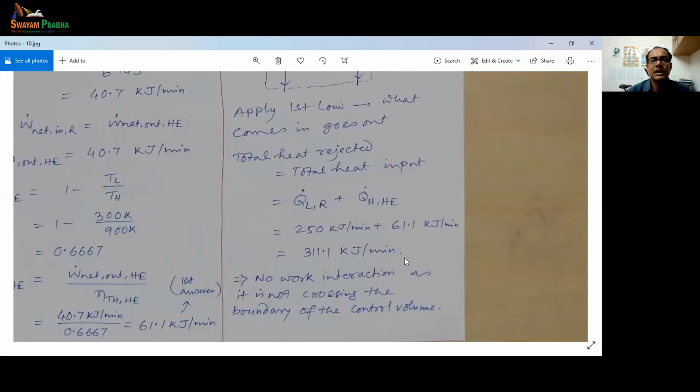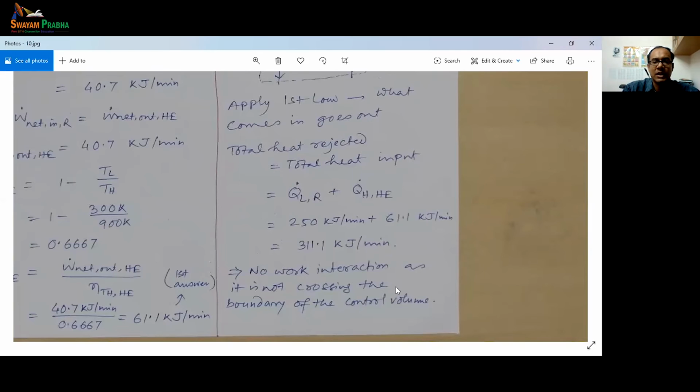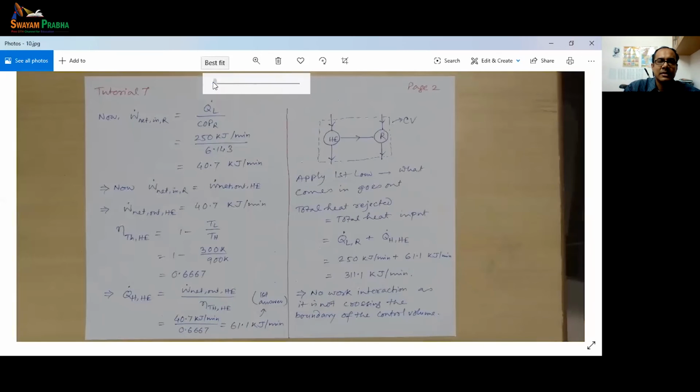Just the first law energy analysis across a control volume will give us everything. As no work interaction is crossing the boundary, we are only matching the heat interactions: what heat is getting rejected and what heat is input to the control volume. Okay, so that brings us to the end of the second problem.